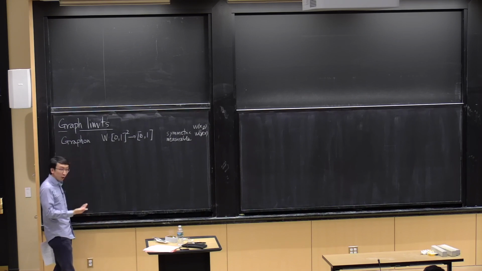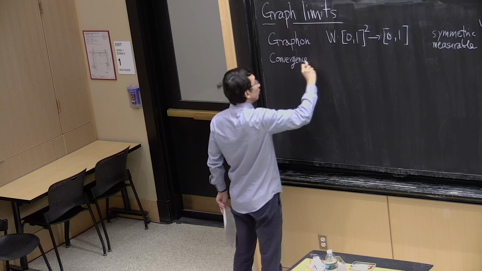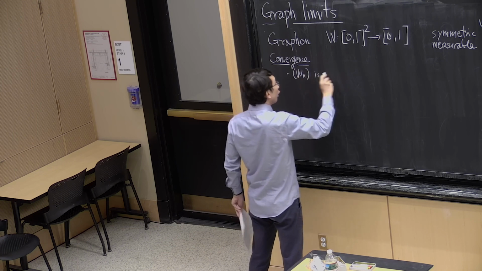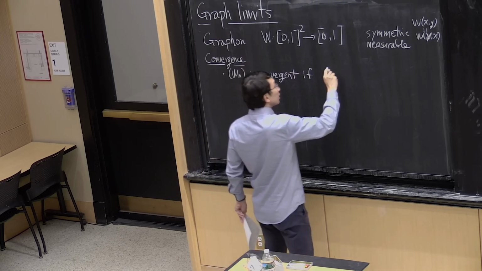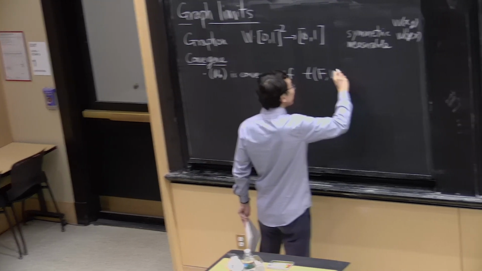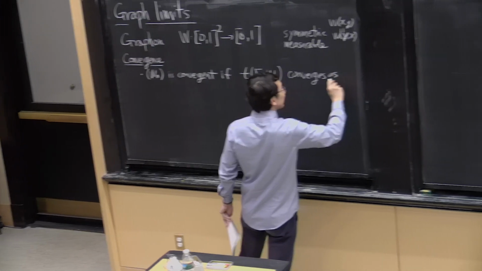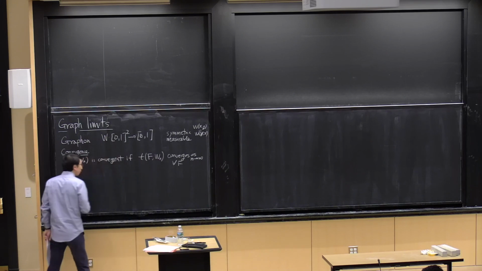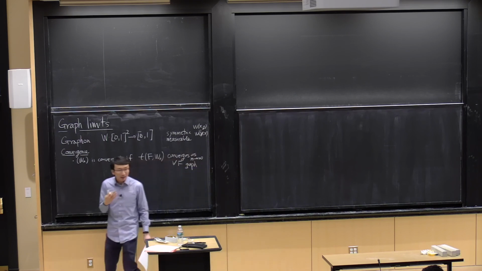We defined the notion of convergence for a sequence of graphons. And remember, the notion of convergence is that a sequence is convergent if the sequence of homomorphism densities converges as n goes to infinity for every fixed graph F. So this is how we define convergence.